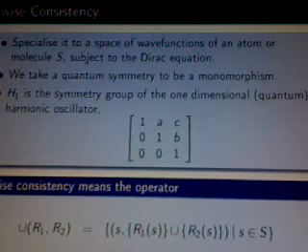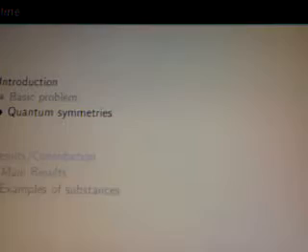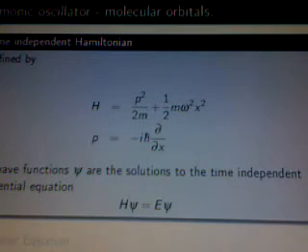So we specialize this general formulation to a space of wave functions of an atom or molecule subject to either the Schrödinger or the Dirac equation. We take a quantum symmetry to be a monomorphism, and the symmetry group, called the Heisenberg group of the one-dimensional quantum harmonic oscillator, consists of matrices of this form. The harmonic oscillator describes molecular orbitals.